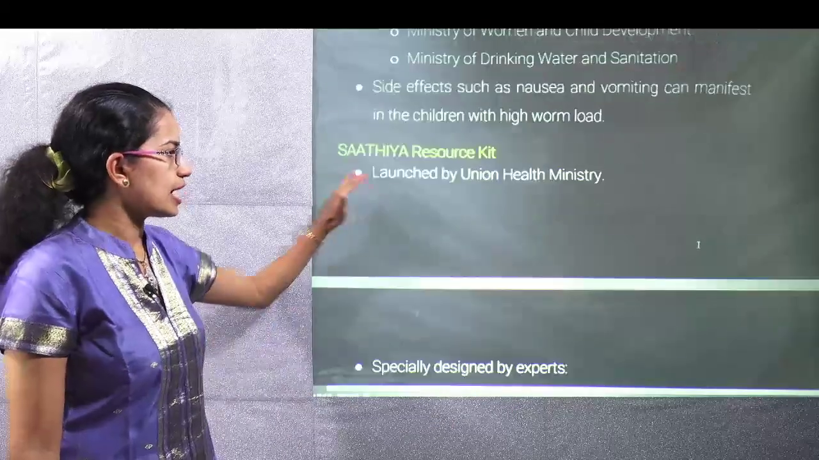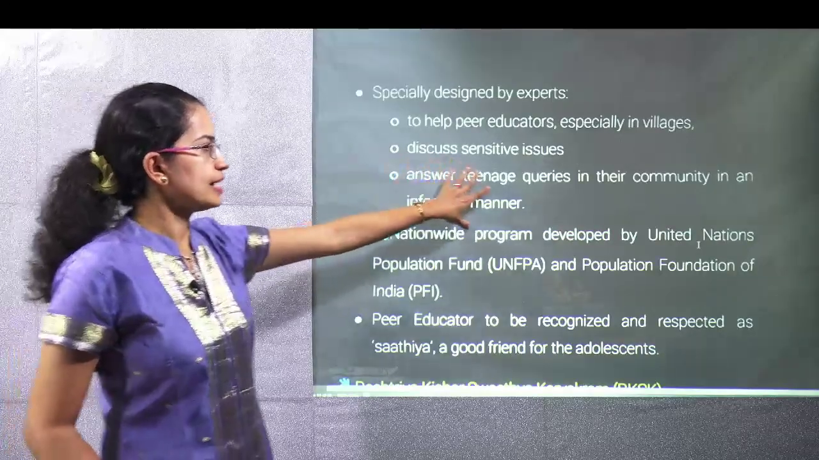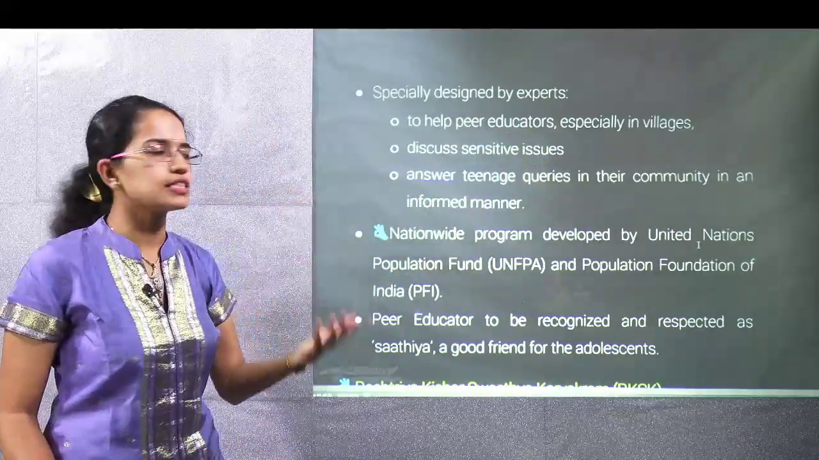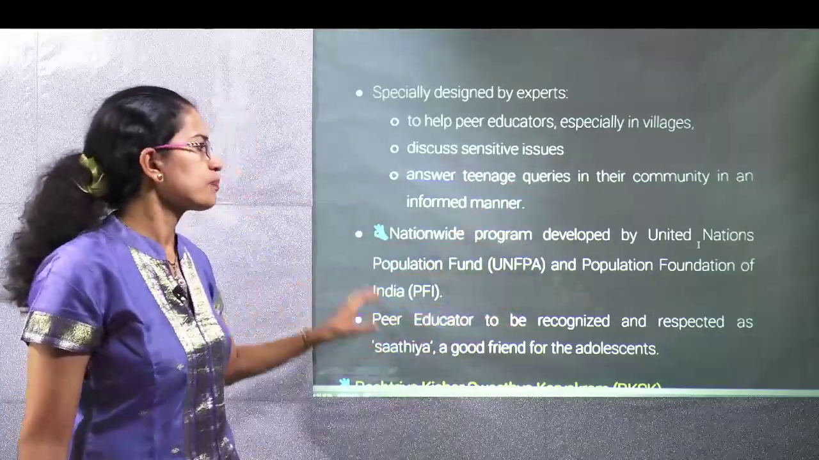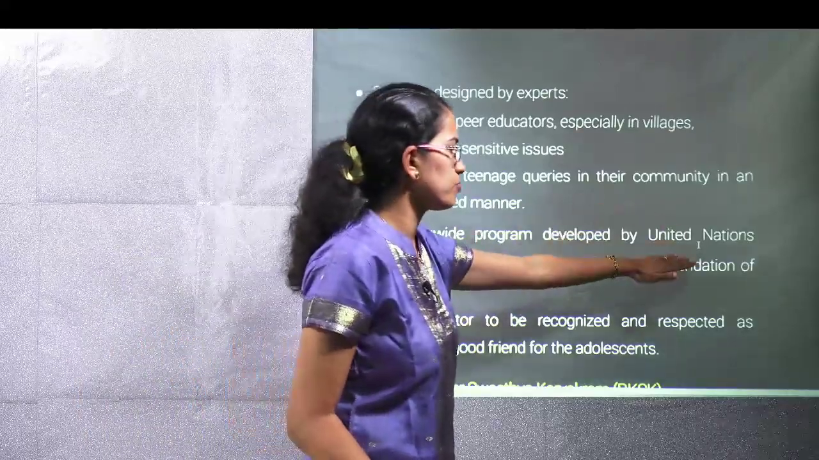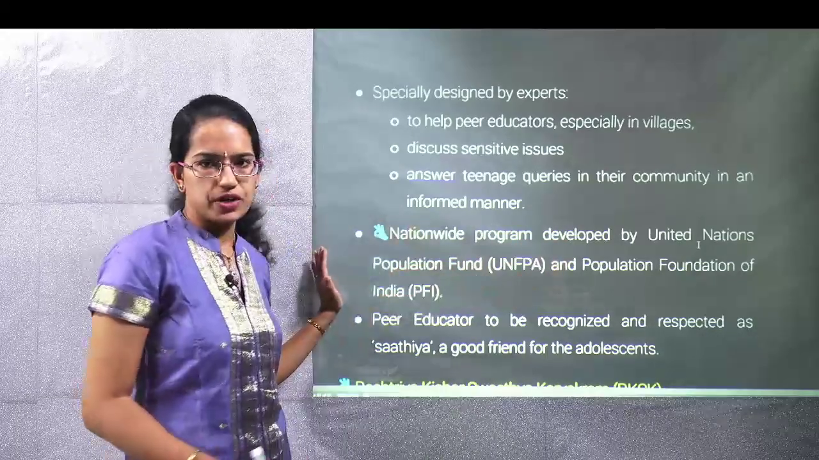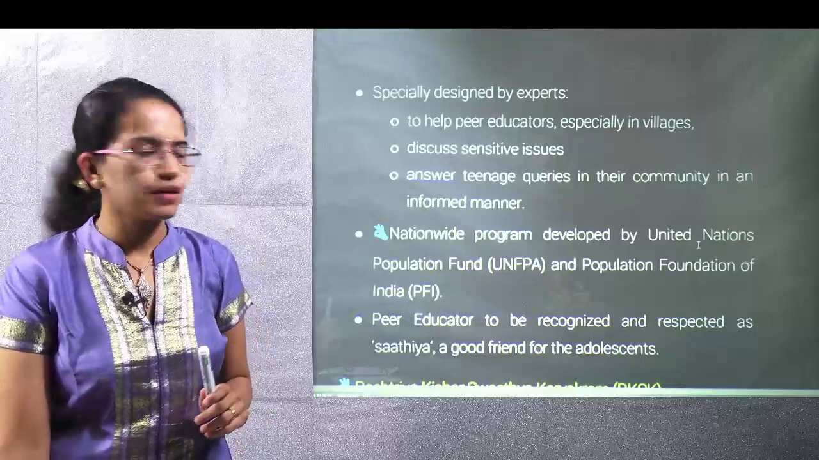The next is the Saathiya Resource Kit. Under the Saathiya Resource Kit, the idea is to help the peer educators to sensitize on the various issues and address the queries of the teenager group. Now, under whom has this program been developed? It has been developed by the United Nations Population Fund and the Population Foundation of India. So these 2 organizations again become very, very important.